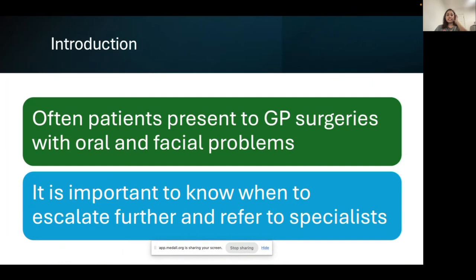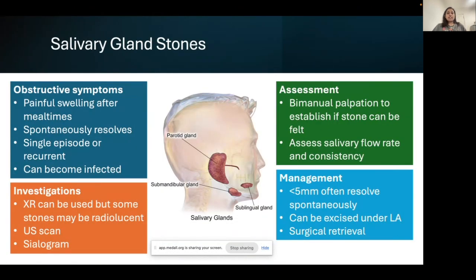So why go through this? Often patients present to GP surgeries with oral and facial problems, especially because it's much easier to get a GP appointment than a dental appointment. And often people don't realize that dentists look at soft tissues as well as teeth, so they'll often go to their GP surgery. It's also important to know when to escalate this further and refer to the appropriate specialists, and when it might be a systemic issue or a local issue, and how you might be able to diagnose and treat it. So we'll start off with salivary glands.